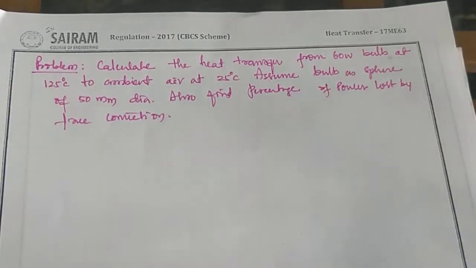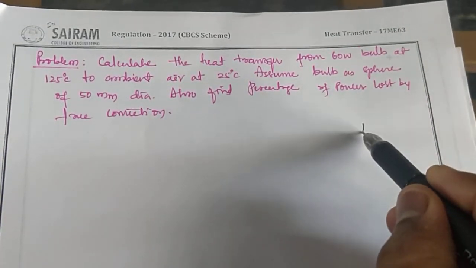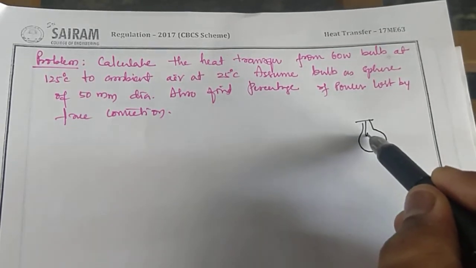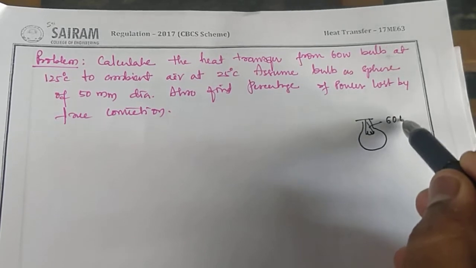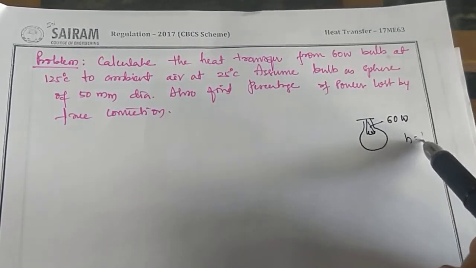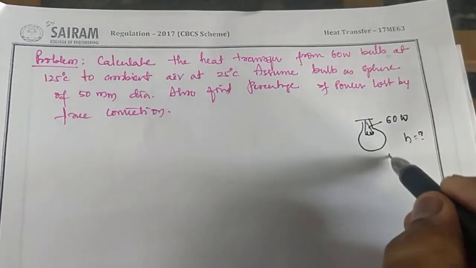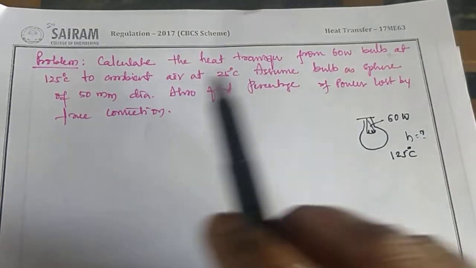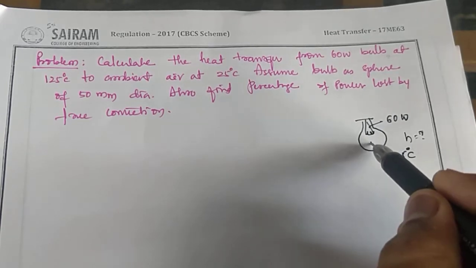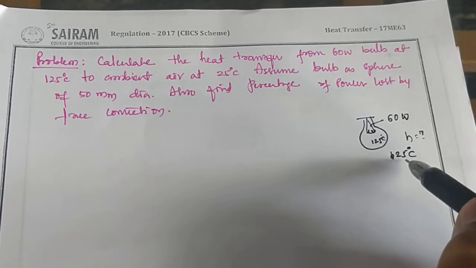Calculate the heat transfer from a 60 watt bulb. For this, what is the heat transfer coefficient? That is the question. The bulb is at 125 degrees centigrade and the ambient temperature is 25 degrees centigrade. Here the bulb's inside temperature is 125 and outside is 25 degrees centigrade.